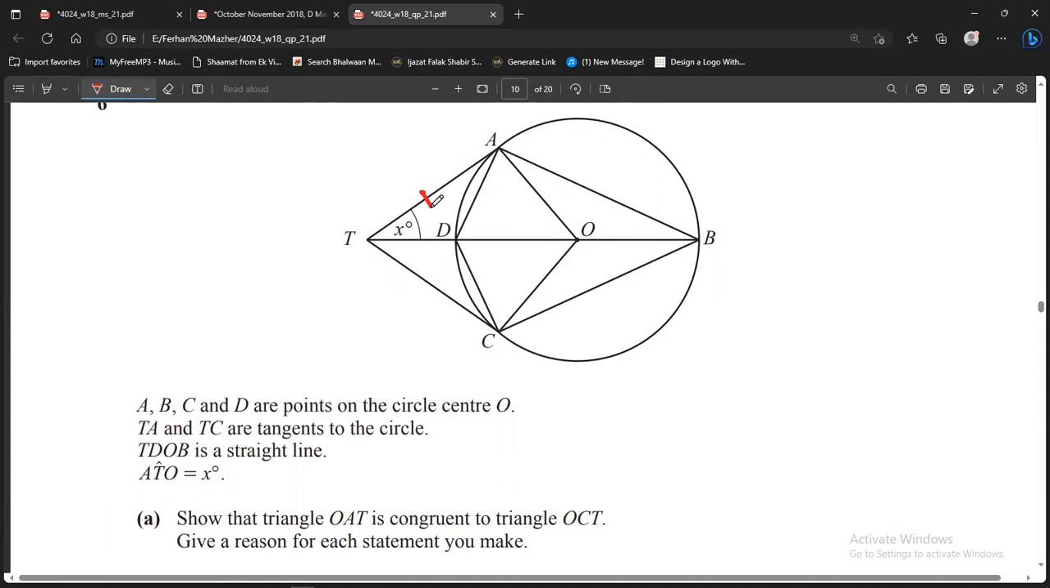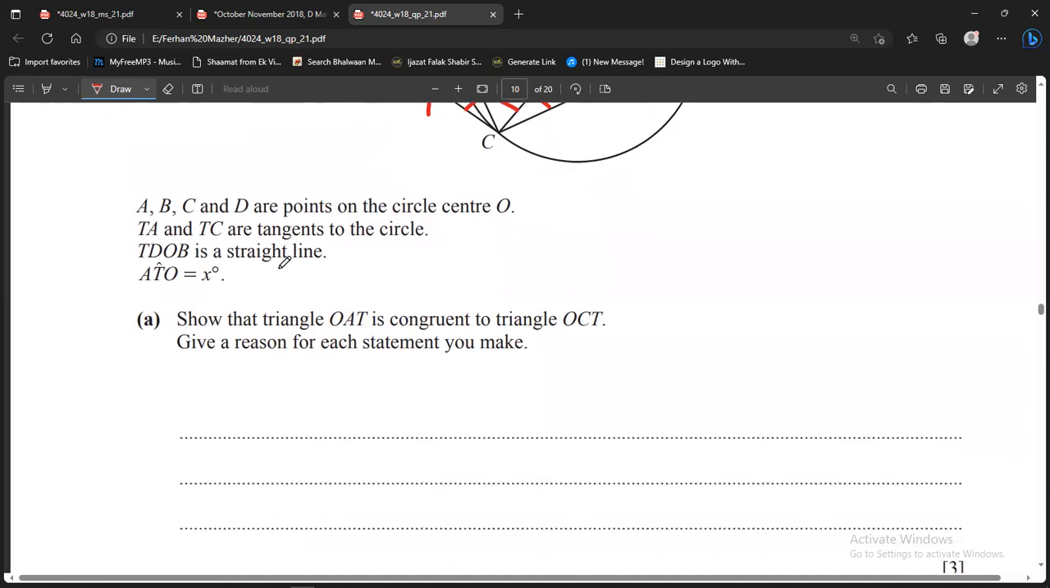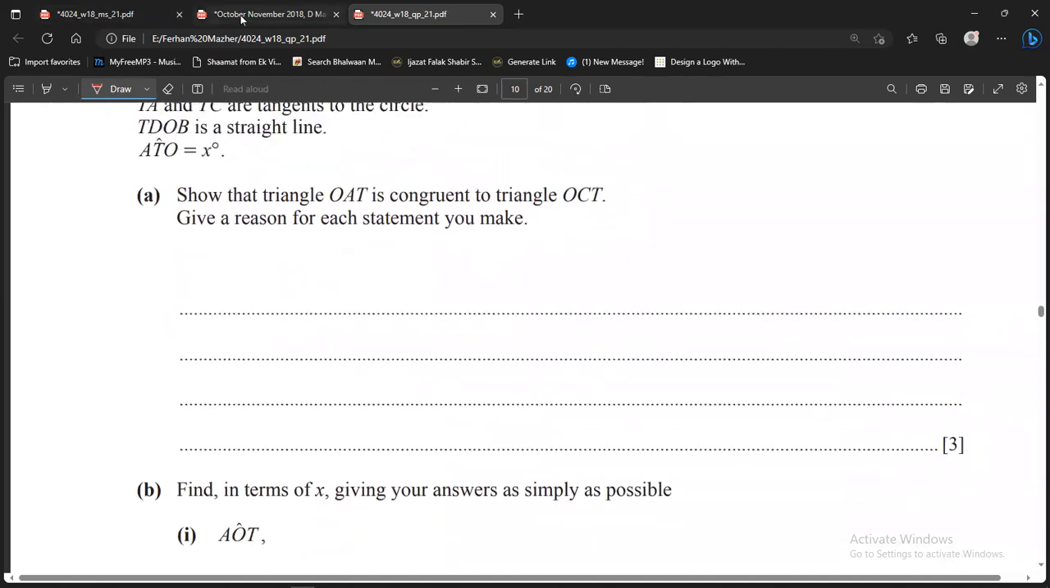Okay. So this tangent and this tangent, they will be equal to each other. This radius and this radius will be equal to each other. And this is 90-degree. Tangent and the radius, they are perpendicular to each other. So this angle will be also 90. And you know this side, OT side, that is common between the two triangles. Okay. So I can very easily prove that these are congruent to each other. I just showed you.